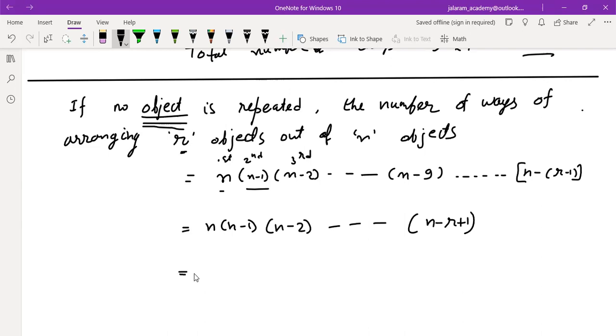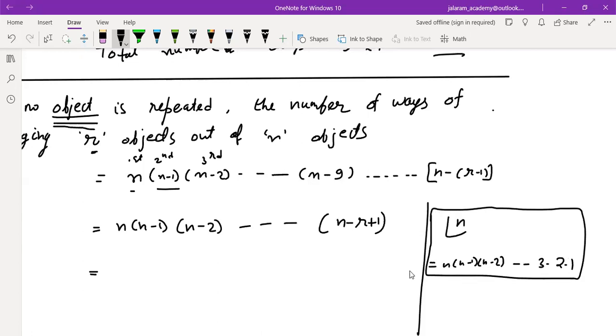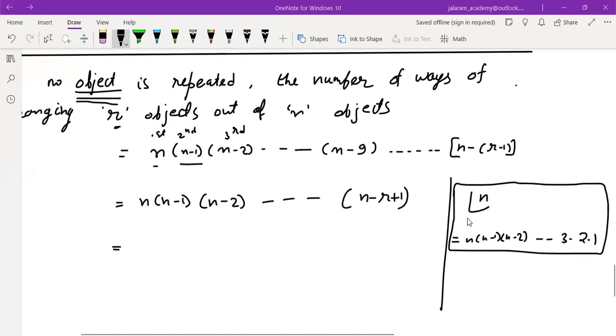Okay. Now we know that. What is the value of factorial n? Can you tell the value of factorial n? It is n into n minus 1 into n minus 2 and so on up to 3 into 2 into 1. Is that clear to everyone? Understood? Yes, sir. We know that factorial n equals n into n minus 1 into n minus 2 and so on up to 3 into 2 into 1.